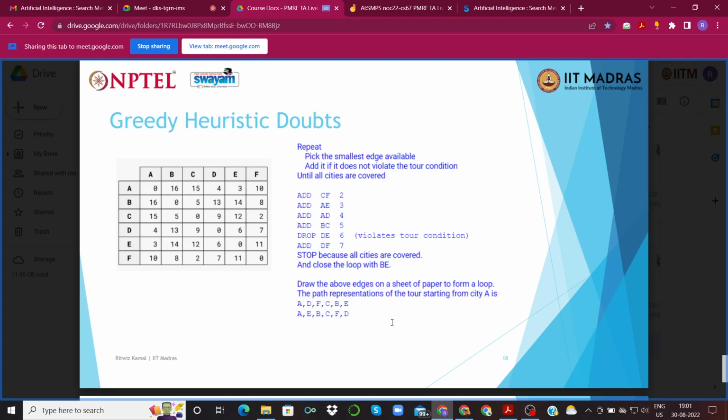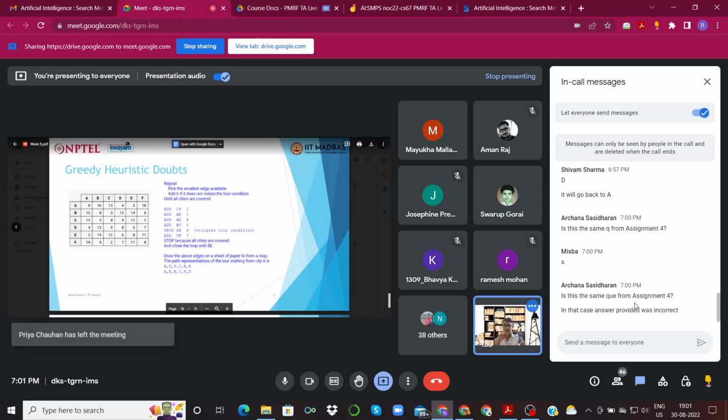Okay, so it's clear, sir. It's pretty clear. Okay, Archana, how was the answer incorrect? I guess these could be the two possible tours, right? Yes, sir. Actually, these are the two tours possible, but in the assignment, the answer which was mentioned is incorrect. That's what I'm saying. Oh, is it?